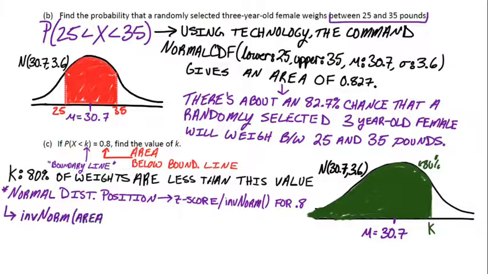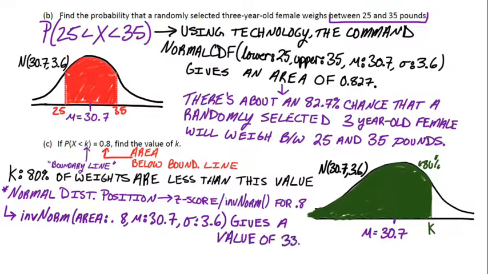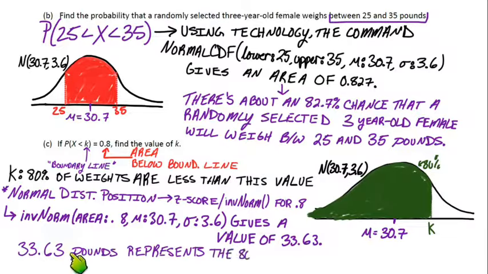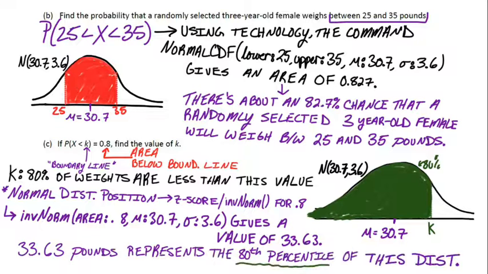I'm a fan of the calculator myself, so if you tell your calculator to look for an area 0.8, that's the area below the boundary, the mean is 30.7, standard deviation is 3.6, it gives you 33.63. So hopefully you know the units and what that value represents. That means that 33.63 pounds is at the 80th percentile for this distribution, which is the weights of 3-year-old females.